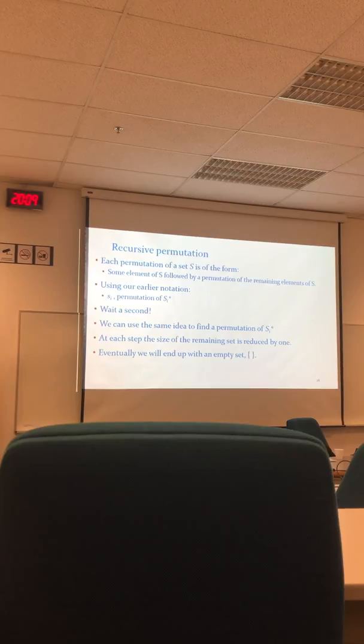In other words, if we have a set S, initially S1 to Sn, the permutation, all the arrangements of all the elements in the set, is S1 together with S1 star, S2 with S2 star, S3 with S3 star, up to Sn with Sn star. So we split the permutations of all the elements into n parts.